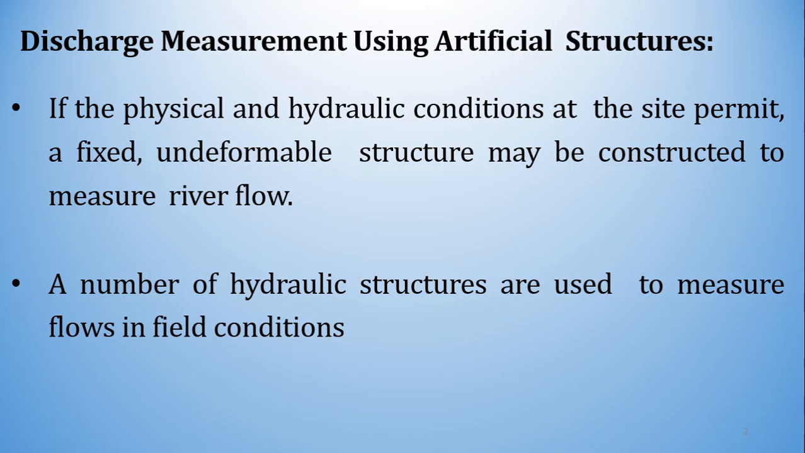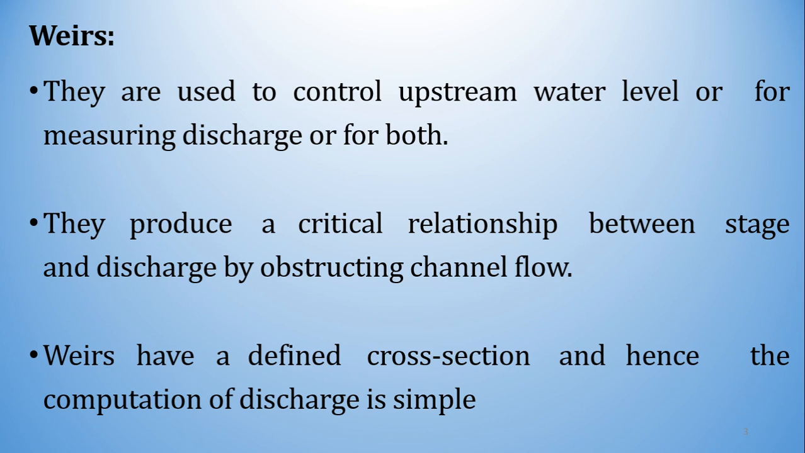Discharge measurement using some artificial structures. If the physical and hydrologic conditions at the site permit, a fixed undeformable structure may be constructed to measure the river flow. You might have seen so far there are certain structures installed inside the stream which are equally important to measure the discharge rather than other operations. A number of hydraulic structures are used to measure the flows in field conditions. Out of them, first is the weirs.